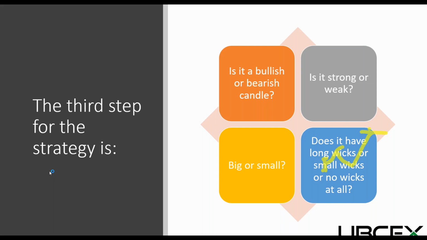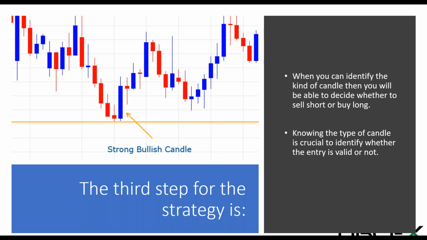So the question to ask is: is it a bullish or bearish candle? Is it strong or weak? Does it have long wicks, small wicks, or no wicks at all? When you can identify the kind of candle, then you will be able to decide whether you want to sell short or buy long. Knowing the type of candle is crucial to identify whether the entry is valid or not.